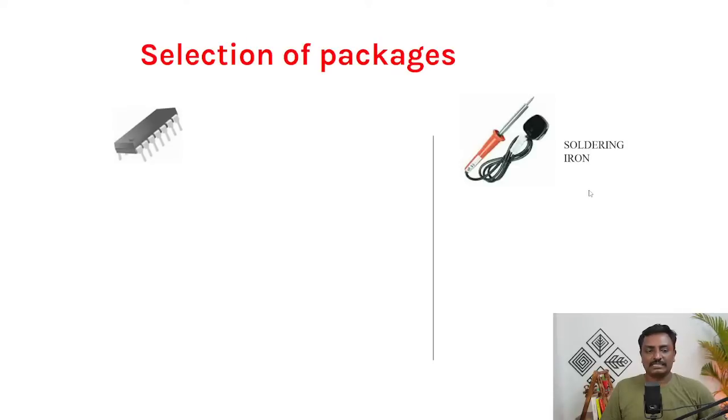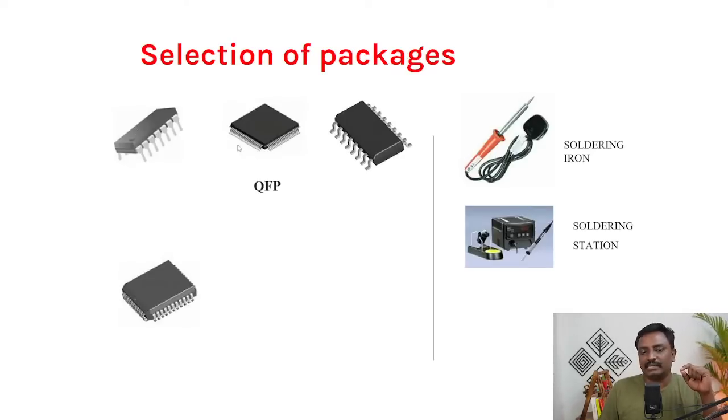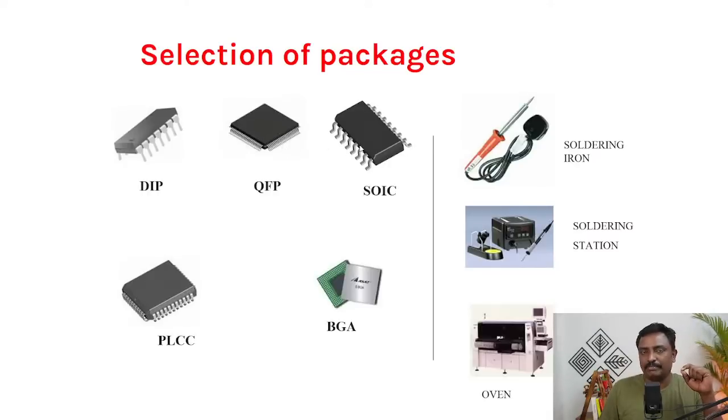Coming to the selection of package, you have the DIP package, dual inline package. This kind of package can be mounted by using a soldering iron. The other packages like quad flat package, SOIC package or PLCC package require a temperature controlled soldering station. And you have BGA, the ball grid arrays, which needs an oven. Whenever you choose a microcontroller or a DSP processor, you have to choose a package. Some DSP processors or FPGAs are available only in the ball grid array. They won't be available in the DIP package or quad flat package.